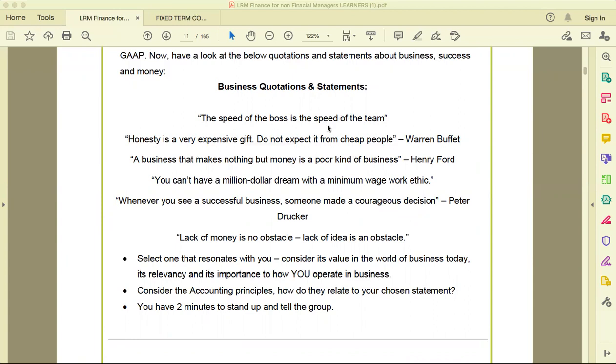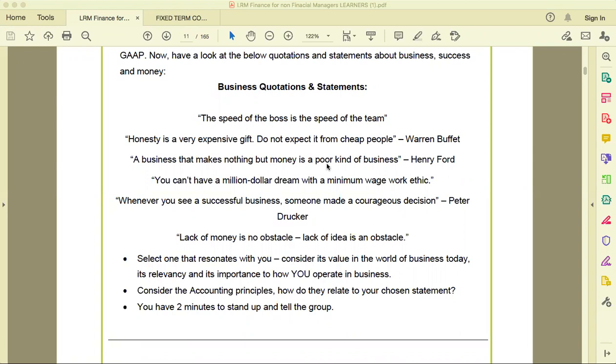The speed of the boss is the speed of the team. Honesty is a very expensive gift. Do not expect it from cheap people. That's by Warren Buffett, a very prominent investor. A business that makes nothing but money is a poor kind of business. That is Henry Ford, the guy who created Ford. You can't have a $1 million dream without a minimum wage work ethic. Whenever you see a successful business, someone has made a courageous decision. That is by Peter Drucker, who's a management guru. And then: lack of money is no obstacle. Lack of an idea is an obstacle.